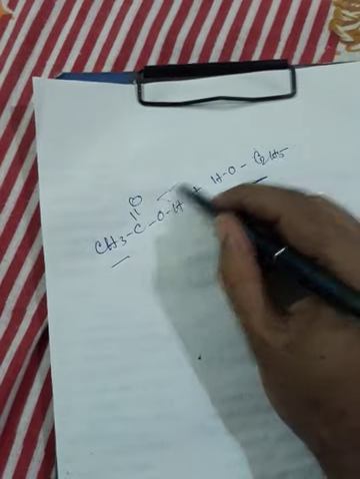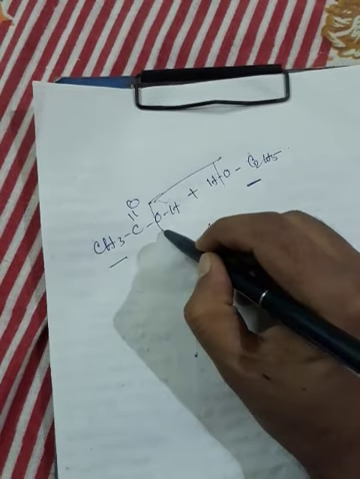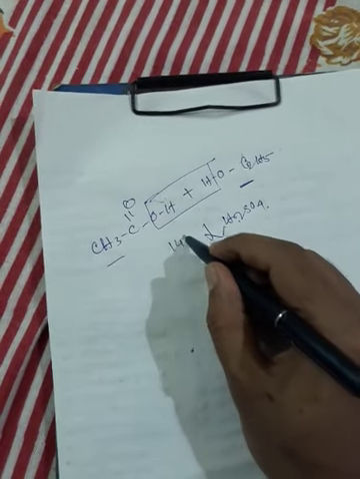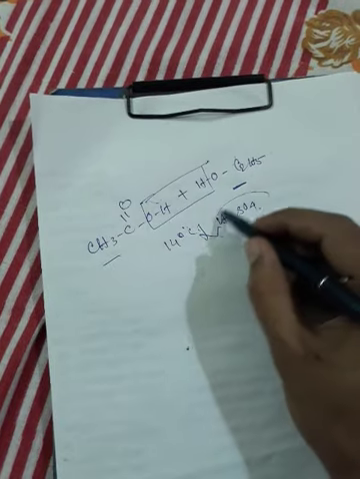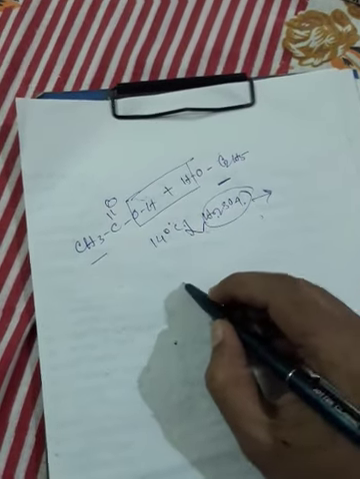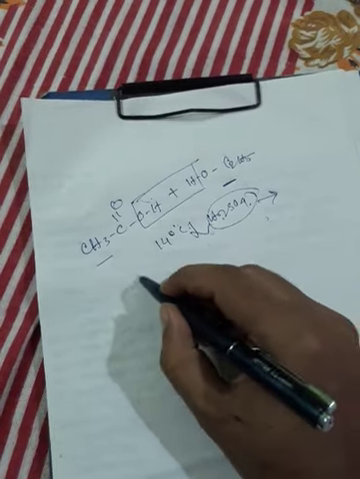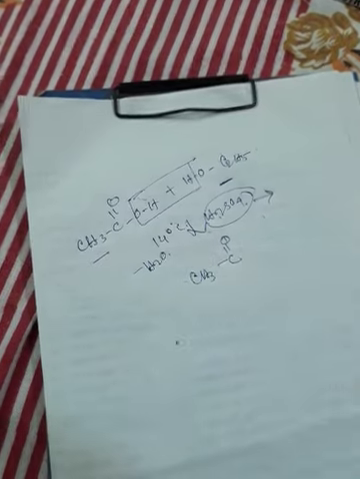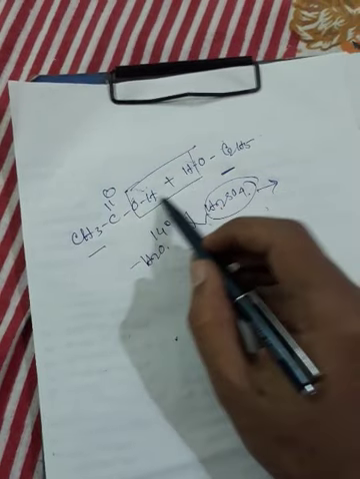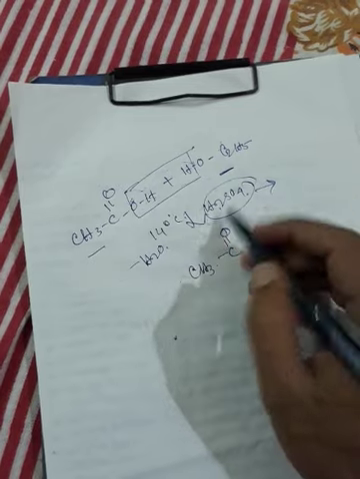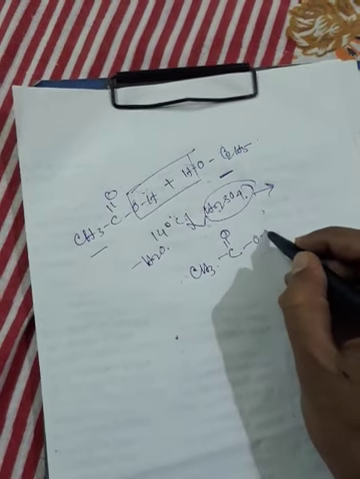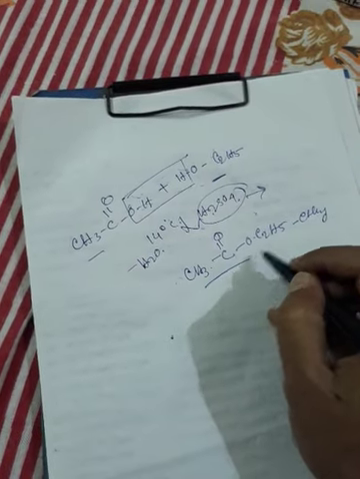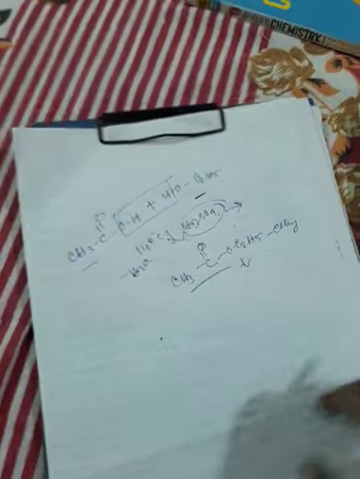Okay, in the presence of a little amount of concentrated H2SO4 when heated at 140 degrees centigrade, then H2O is removed and ester is formed: CH3 C double bond O, that whole part is removed, then O C2H5. This one is ethyl acetate, also known as ester or ethanoate.